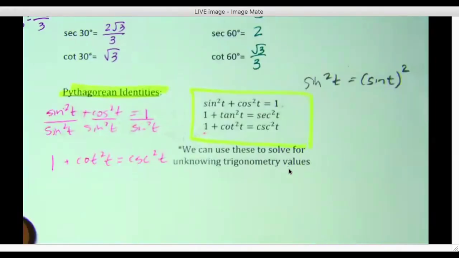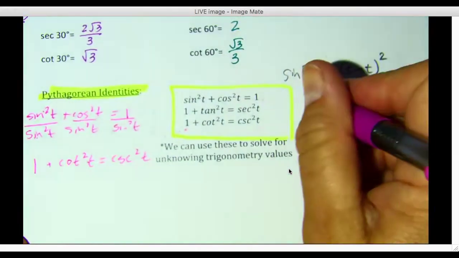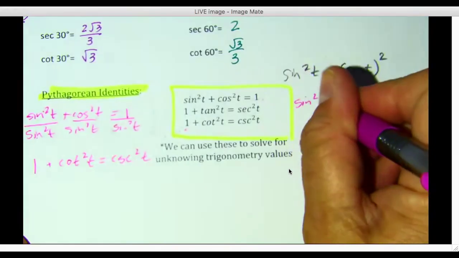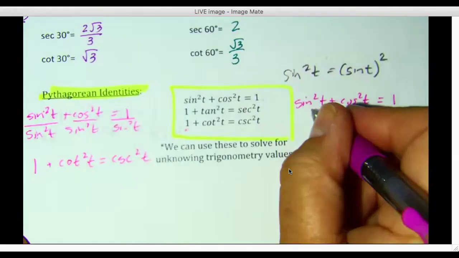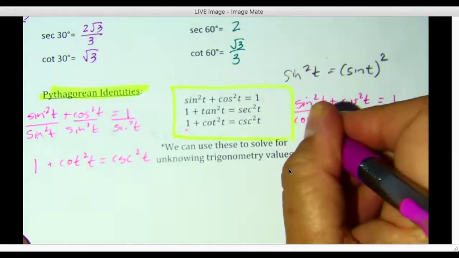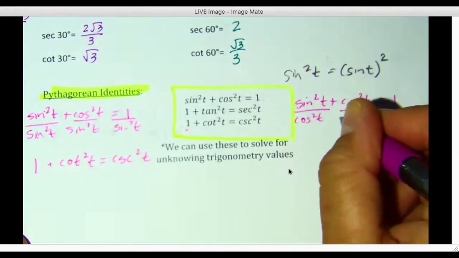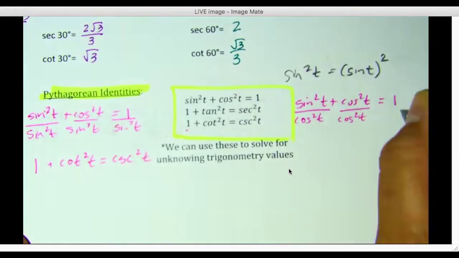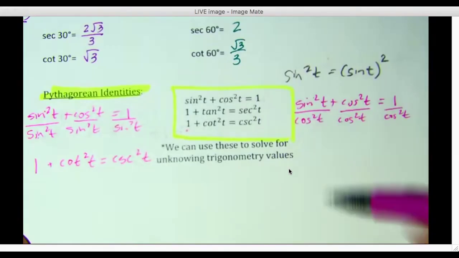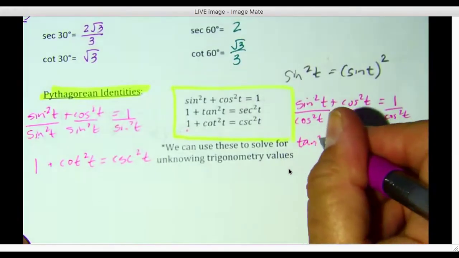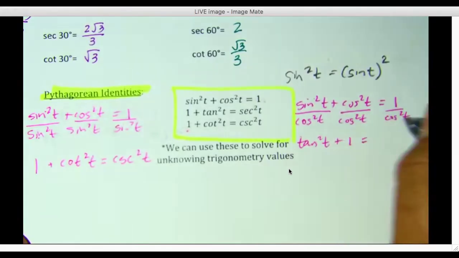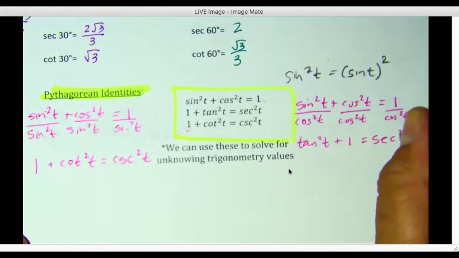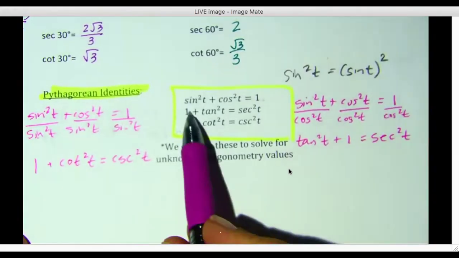Okay. Now, if I write the whole thing out again, sine squared t plus cosine squared t equals 1. And I divide every term by cosine squared t. Well, sine squared over cosine squared is tangent squared. Cosine squared over cosine squared is just 1. And 1 over cosine squared is secant squared t. And that is that second formula.